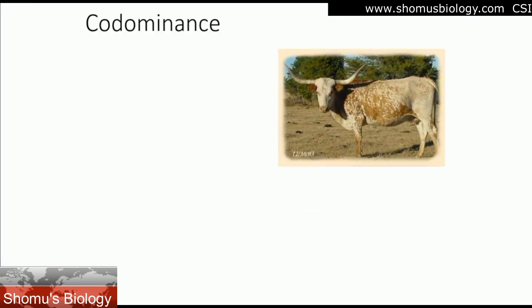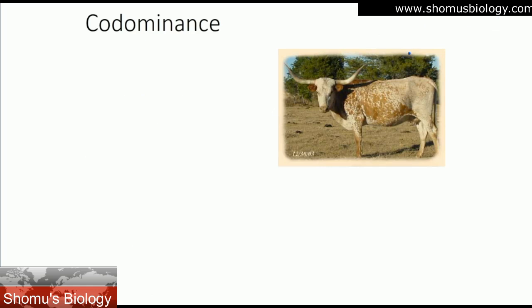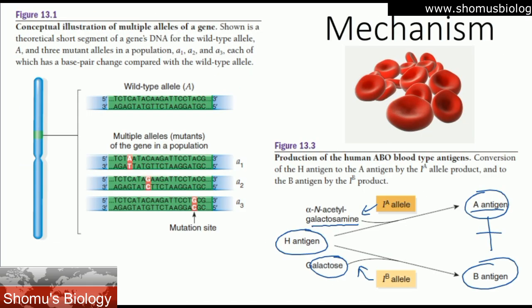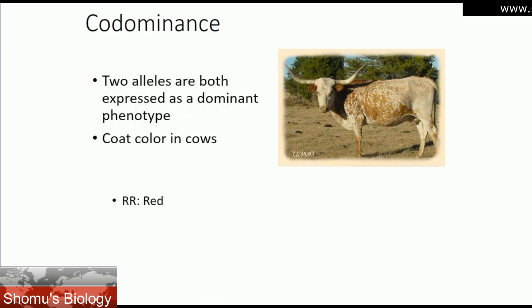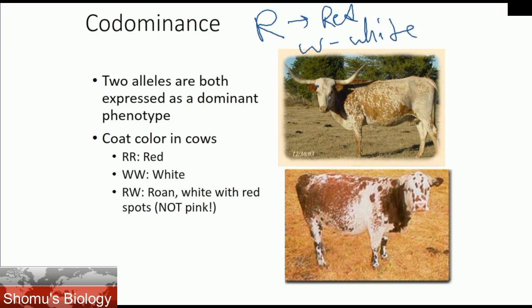Codominance. Two alleles are both expressed as a dominant phenotype. This is also an example of codominance. What happens in codominance is a situation where both alleles act as dominant. For example, if we're looking at a cow which has two separate alleles, capital R for red and W for white coat color, the Punnett square will give us RR, RW, RW and WW.